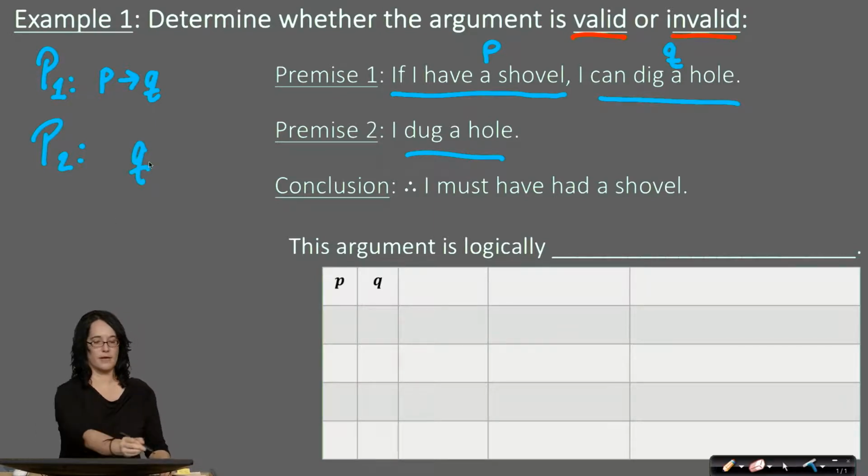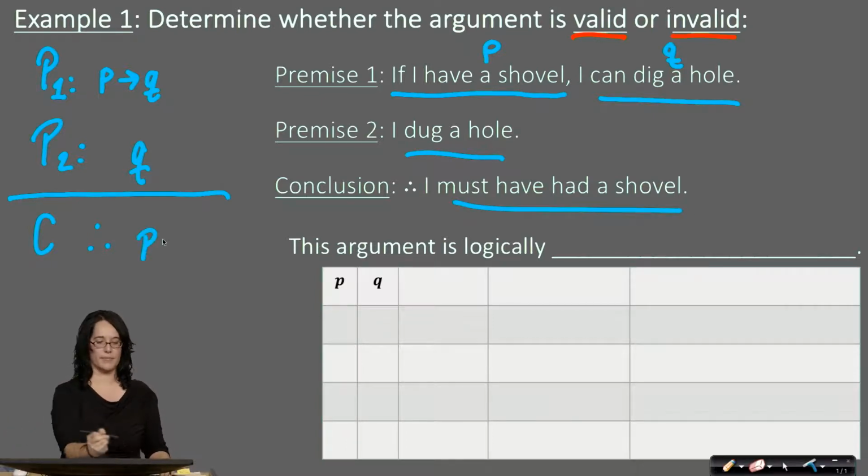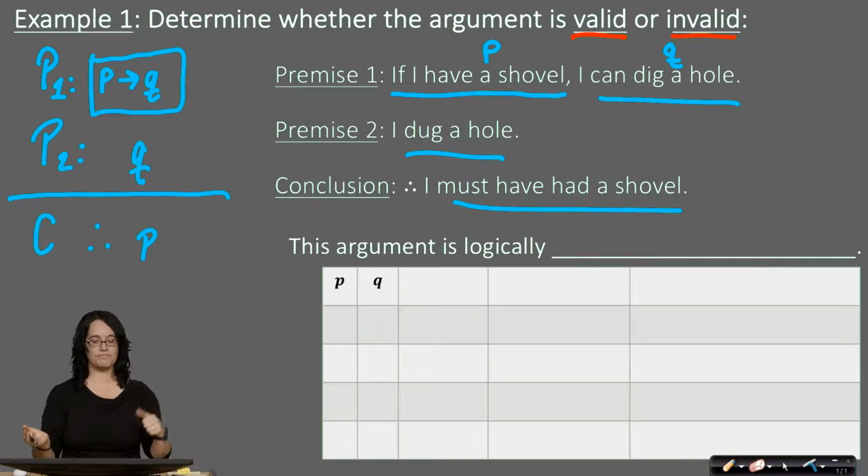Then I draw my line since I only have 2 premises this time. My conclusion is, therefore, I must have had a shovel. That's the lowercase p. So let's see if we recognize any of the standard forms here. We have an if-then statement originally, so that definitely could have been one of the law of contrapositive, right? That could have been an option. It could have been a fallacy of the converse, fallacy of the inverse.